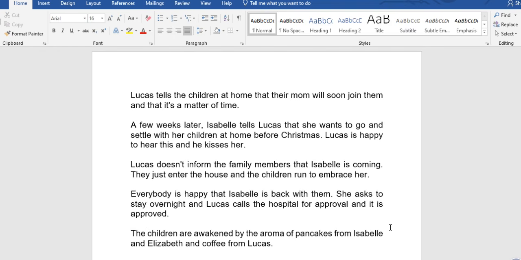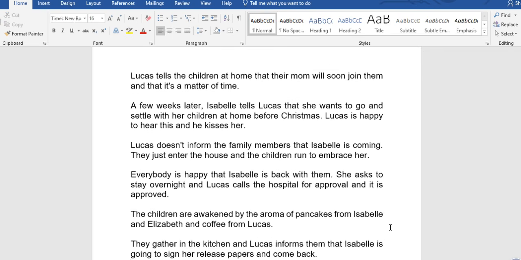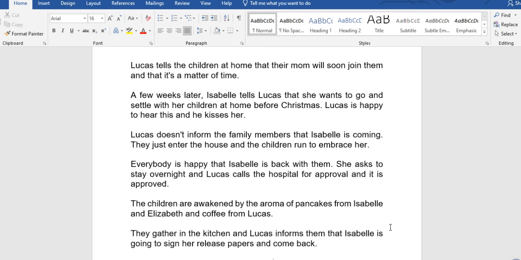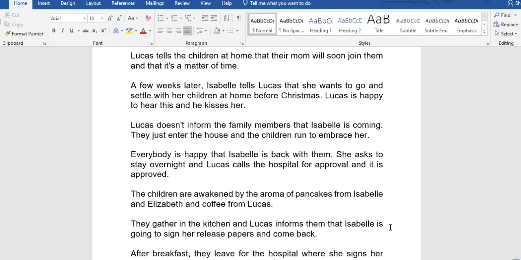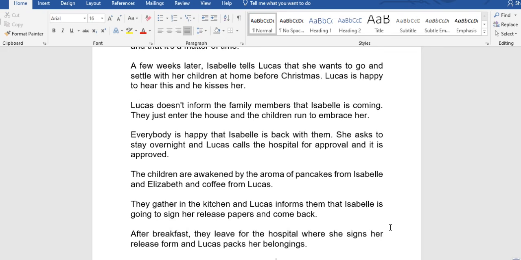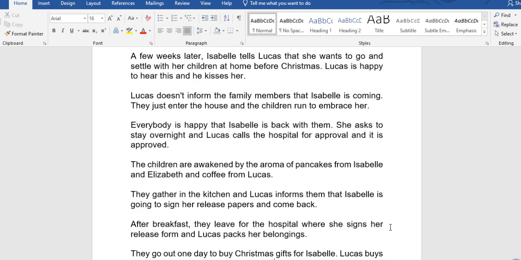A few weeks later, Isabel tells Lucas that she wants to go and settle with her children at home before Christmas. Lucas is happy to hear this and he kisses her. Lucas doesn't inform the family members that Isabel is coming. They just enter the house and the children run to embrace her. Everybody is happy that Isabel is back with them. She asks to stay overnight and Lucas calls the hospital for approval and it is approved.